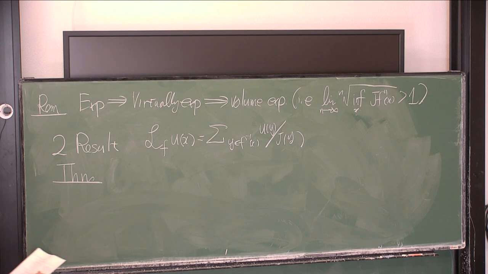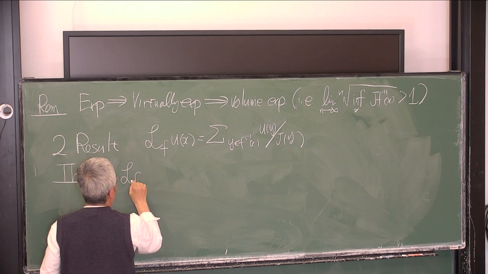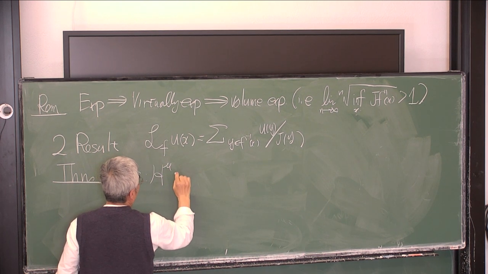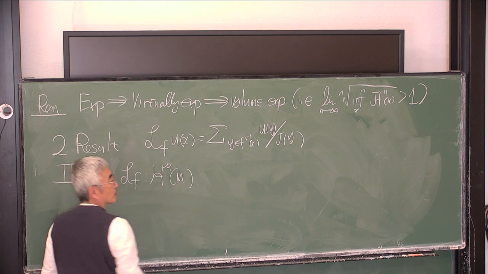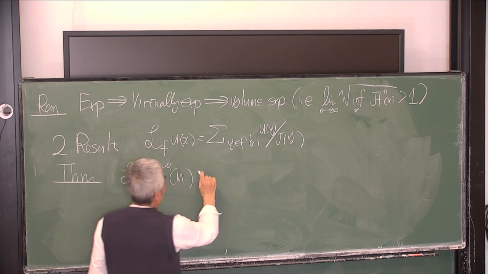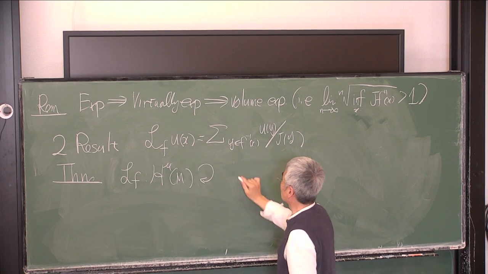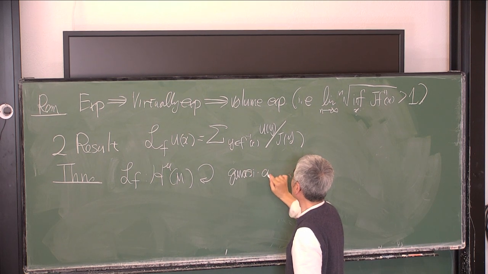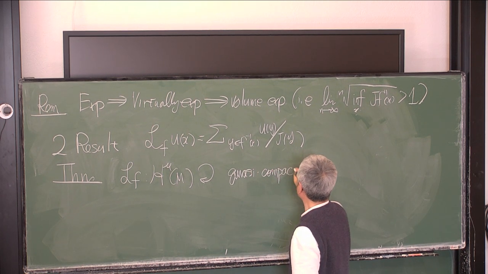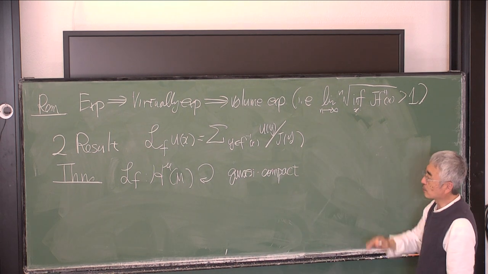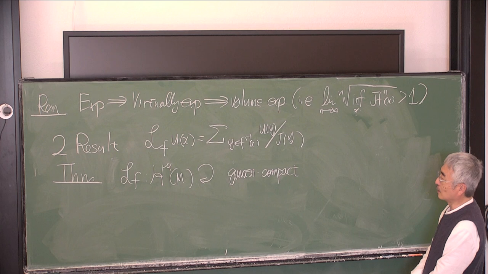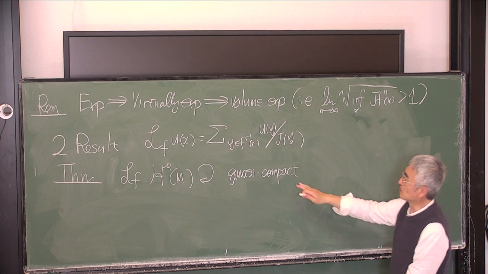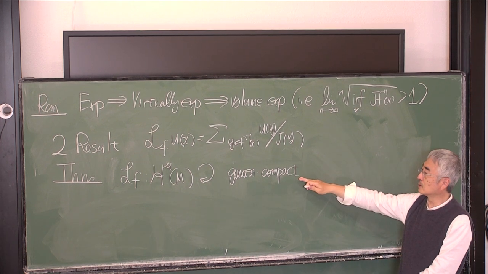And then the result is that L f restricted to H mu, so this is a Sobolev space of order mu, is quasi-compact. Or it implies that the essential spectral radius is smaller than the spectral radius. And in this case, the spectral radius is obviously 1. So basically it implies that the essential spectral radius is smaller than one.